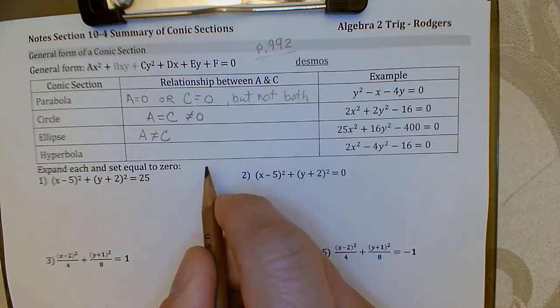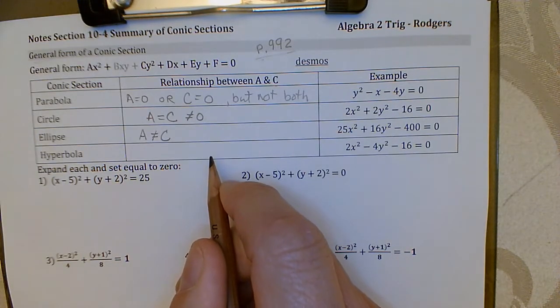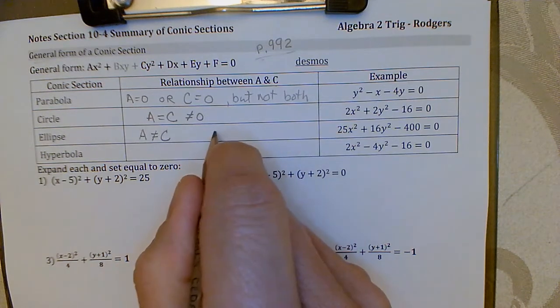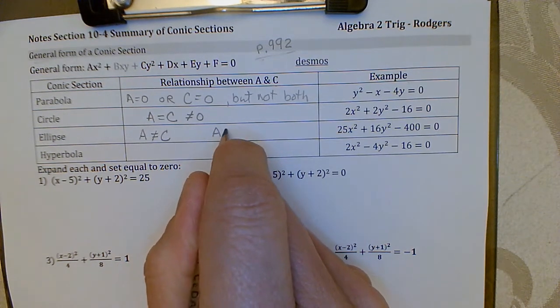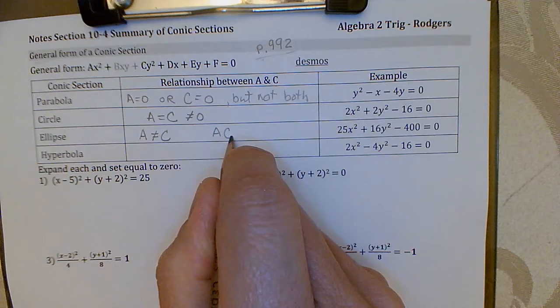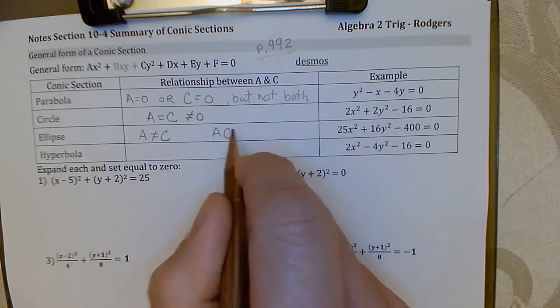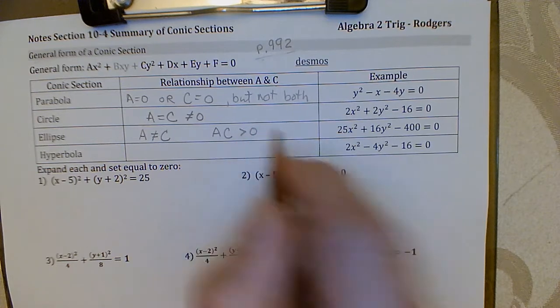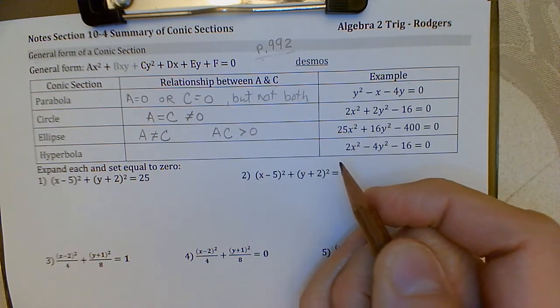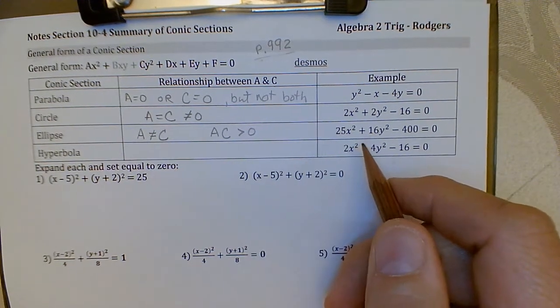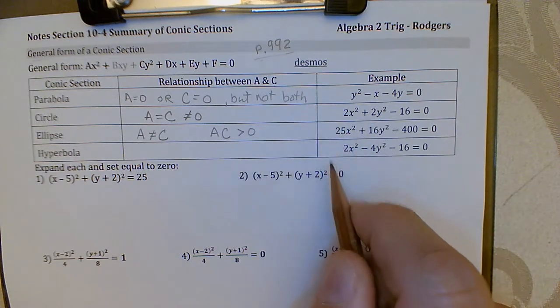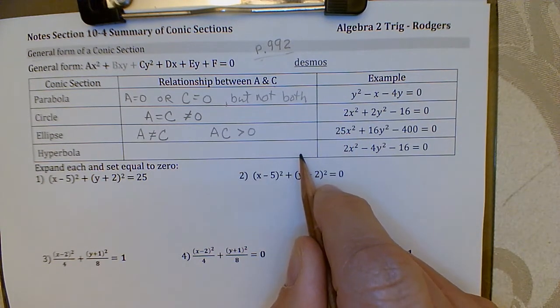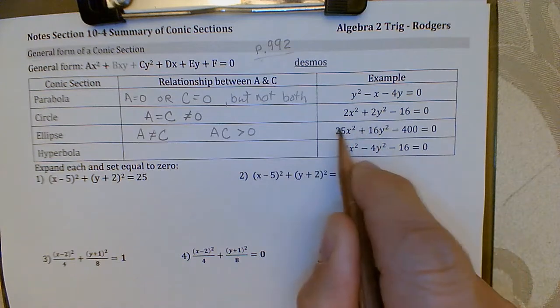A is not equal to 0, all right? And then we know that the product of A and C, when I multiply A and C together, should be greater than 0, all right? So, if one's positive and one's negative, well, that takes us down to a hyperbola, right? So the signs have to be the same.